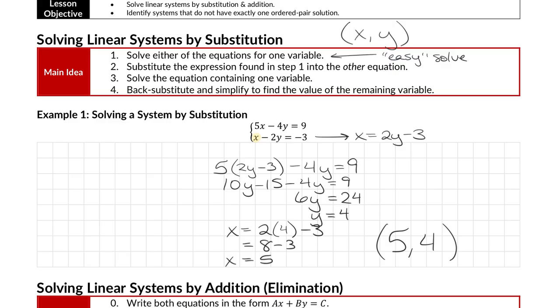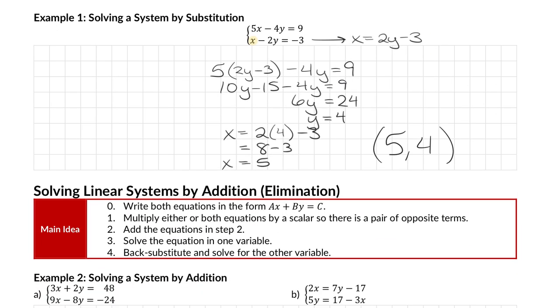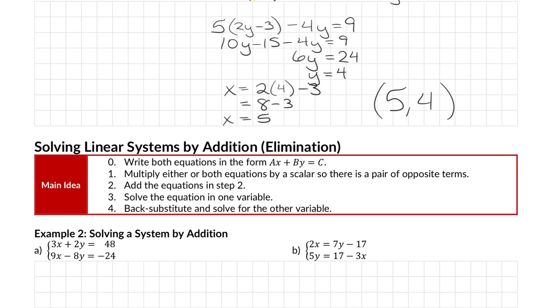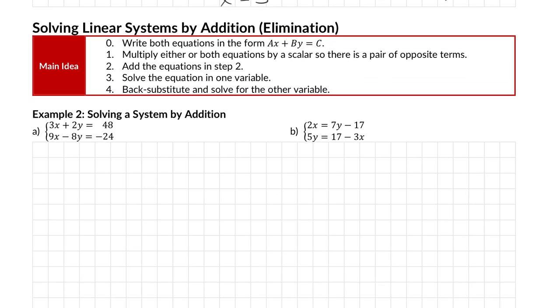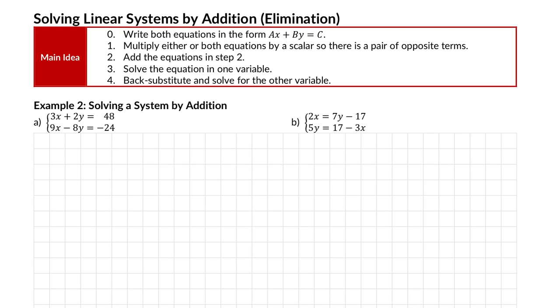The second method we're going to use to solve linear systems is called addition. In Algebra 1, you may have called this the elimination method. This is actually the method we're probably going to use the most when we get to more complicated systems next class. So don't just say, I'm just going to substitute every single time because you're comfortable there. I would rather us get very comfortable with elimination or addition.